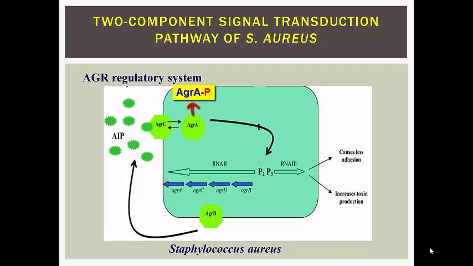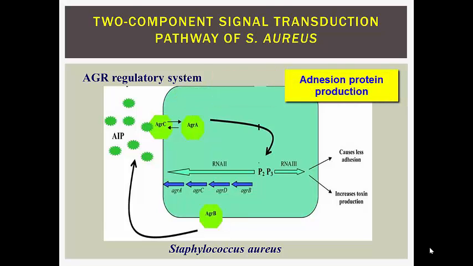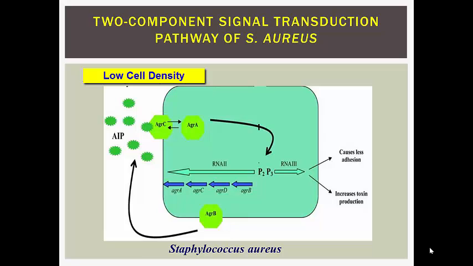AgrAP, or the phosphorylated AgrA, does not appear to bind with DNA, but it stimulates expression of RNAIII genes by interacting with a DNA-binding transcription factor. AgrAP leads to the expression of genes involved in pathogenesis, such as production of toxins and adhesion proteins. At low cell density, very little AIP is synthesized. This result prevents the expression of genes involved in virulence.